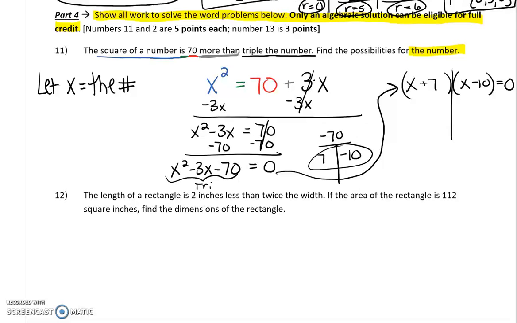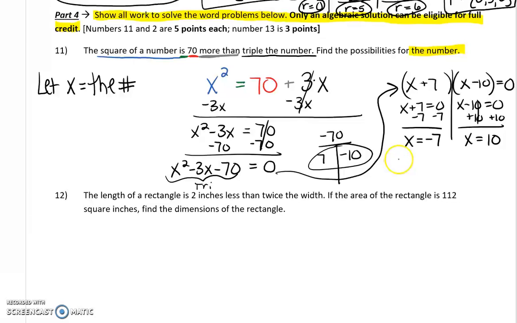What that allows me to do is set the x plus 7 equal to 0, giving me a solution of x equals negative 7. And it allows me to set x minus 10 equal to 0, giving a solution of x equals 10. So the question says find the possibilities for the number. The possibilities are negative 7 and 10.